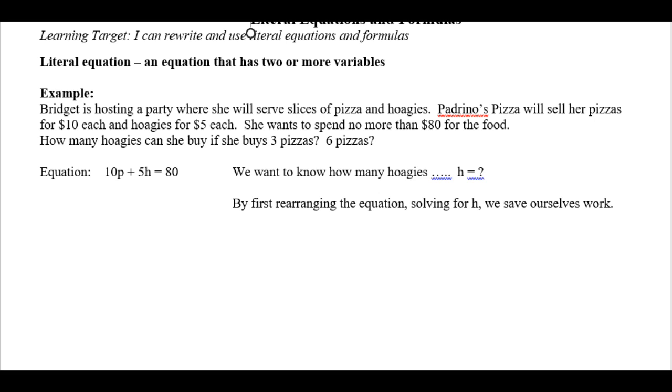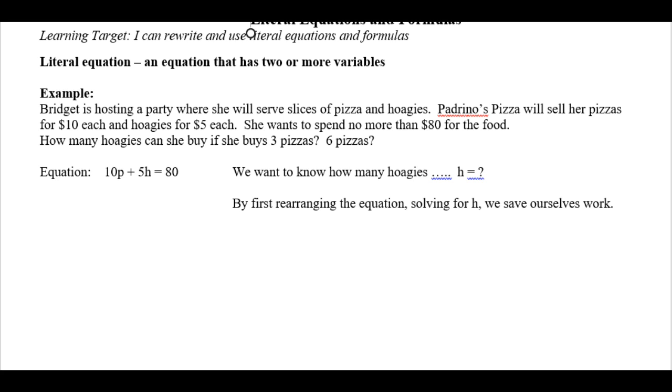Okay, so we are going to jump into this first example. It says Bridget is hosting a party where she will serve slices of pizza and hoagies. Padrino's Pizza will sell her pizzas for $10 each and hoagies for $5 each. She wants to spend no more than $80 for the food. How many hoagies can she buy if she buys 3 pizzas, 6 pizzas, 7 pizzas, 9 pizzas?